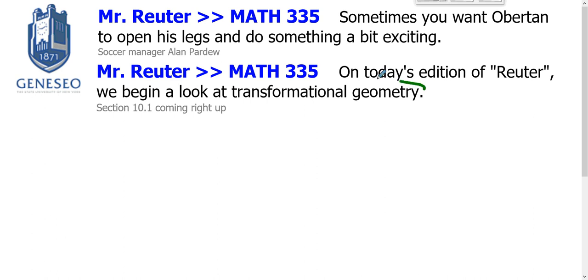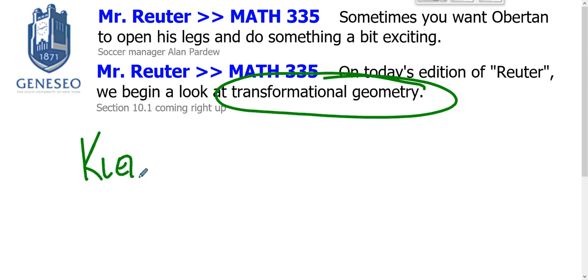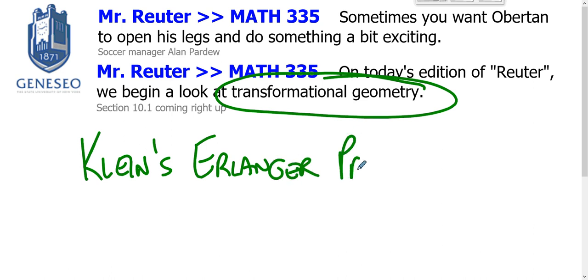Well, geometers, it's time for the home stretch of our course. The home stretch of our course takes us through transformational geometry. The key here is Klein's Erlanger program. I don't believe there's an E at the end of that.